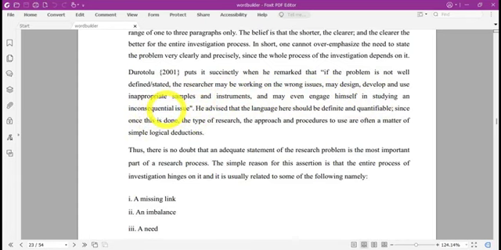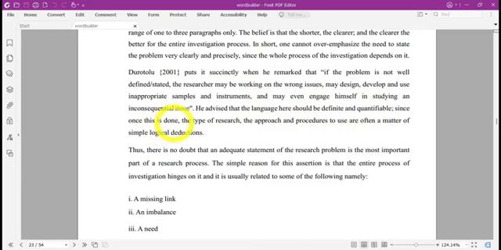That can be very frustrating. Thinking you're doing the right thing only to find out that what you've been doing is a waste of time. So you need to really define your problem very well, state it very well, and work according to the problem you have stated, not just jumping from one angle to the other. Working on the wrong issues, using the wrong design and everything, and at the end of the day, you have to start afresh. That would be too bad. He advised that the language here should be definite and quantifiable.